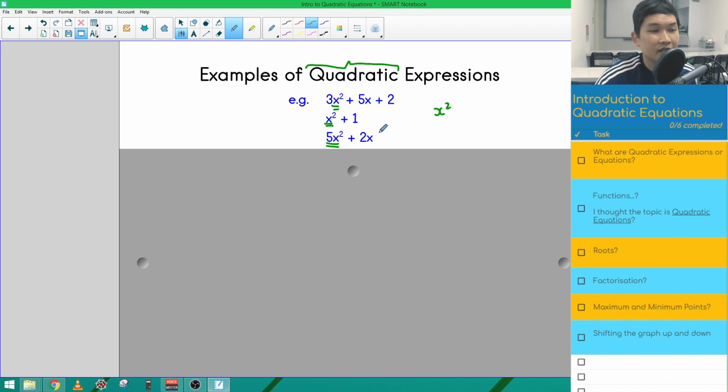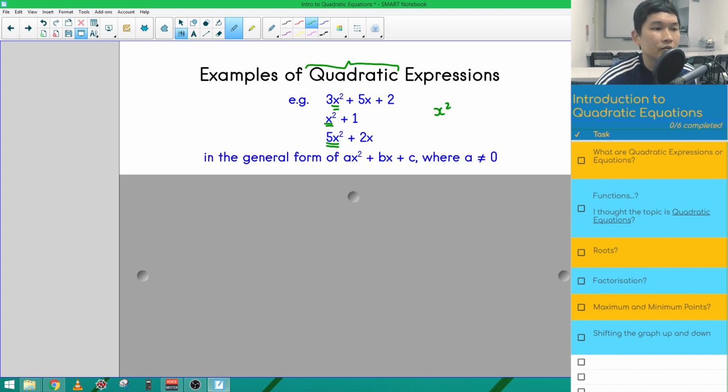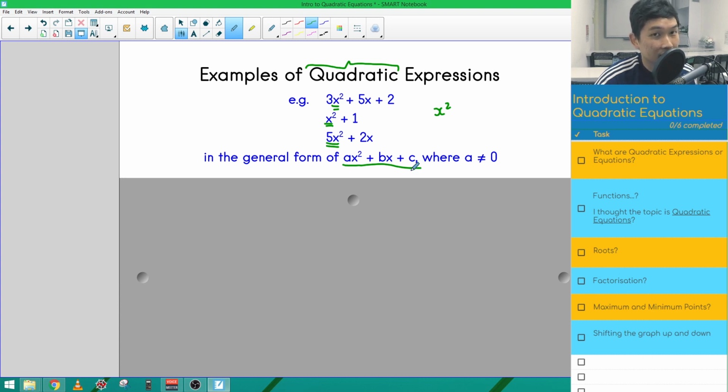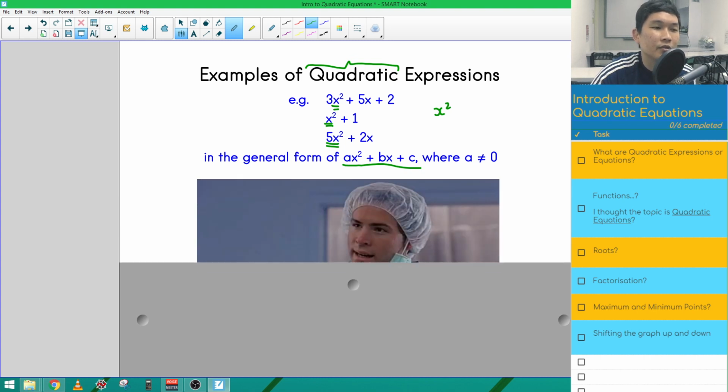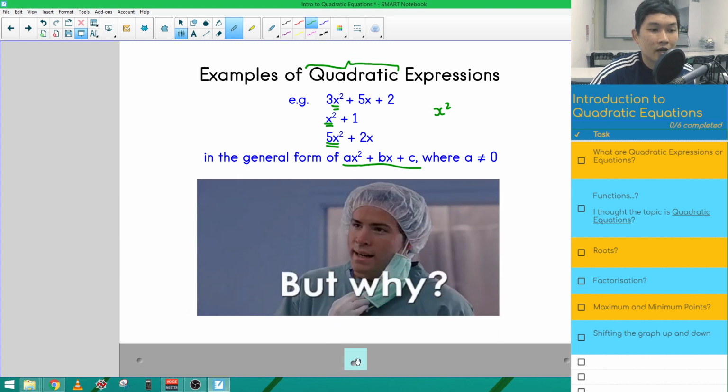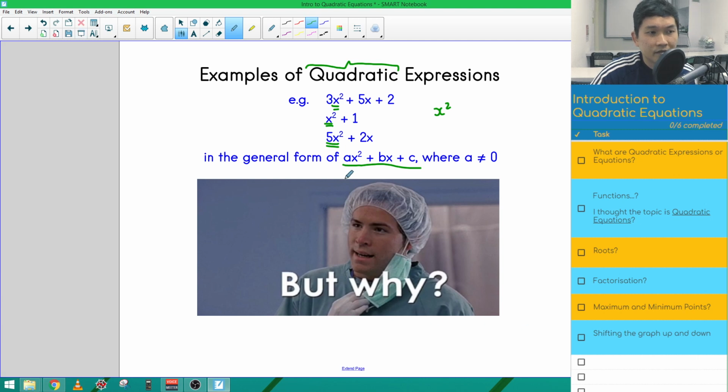So we can say that, in general, anything that looks like ax squared plus bx plus c is considered to be quadratic as long as a is not 0. And then you should ask yourself, why? Why can't a be 0? I think it should be quite clear. If you've been following so far, if a is equal to 0, this whole thing disappears. And what you have left is just bx plus c. And this is not quadratic. In fact, this is linear.